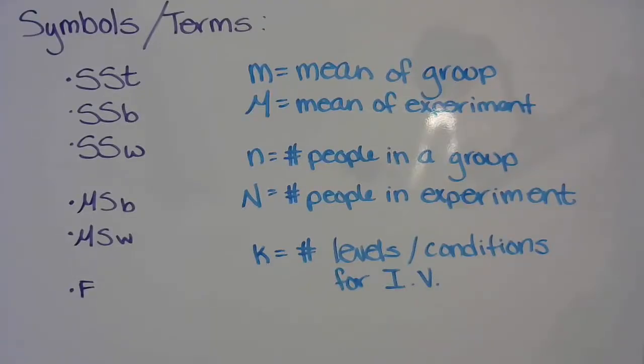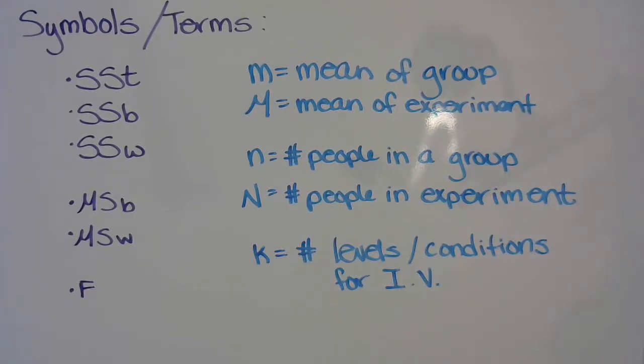Before we begin, I want to go over some symbols or terms. Some of these you may have seen before and some of these may be new to you. For one-way ANOVAs, you're going to be looking at SST, SSB, and SSW, which stands for sum of squares total, sum of squares between groups, and sum of squares within groups. You're also going to be looking at MSB and MSW, which is the mean square between groups and mean square within groups. And then your final calculated value is going to be F.